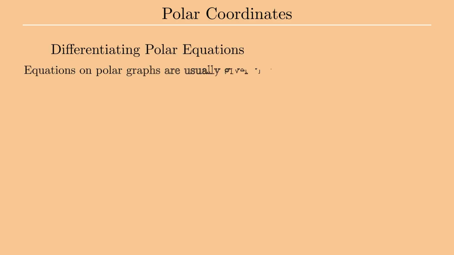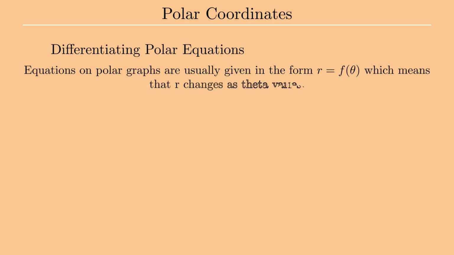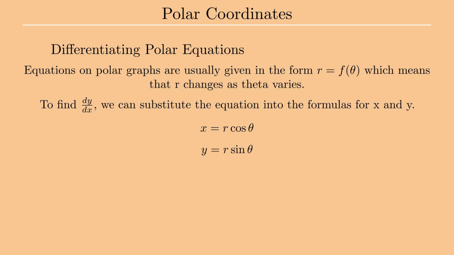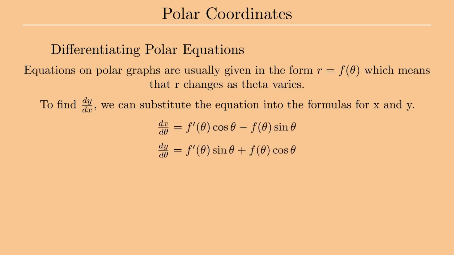Equations on polar graphs are usually given in the form r equals f of θ. To find the derivatives of polar equations in terms of x and y, we can substitute the polar equation into the formulas for converting polar coordinates into Cartesian coordinates. This can then be differentiated.